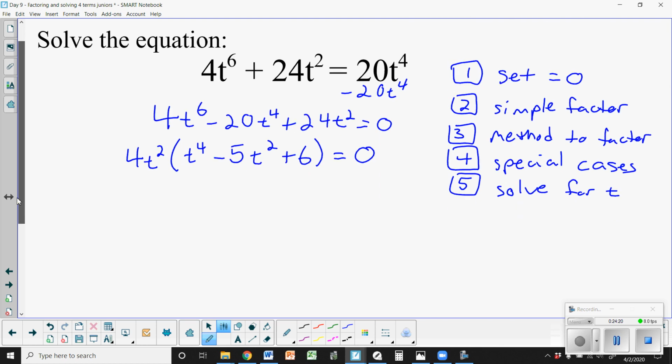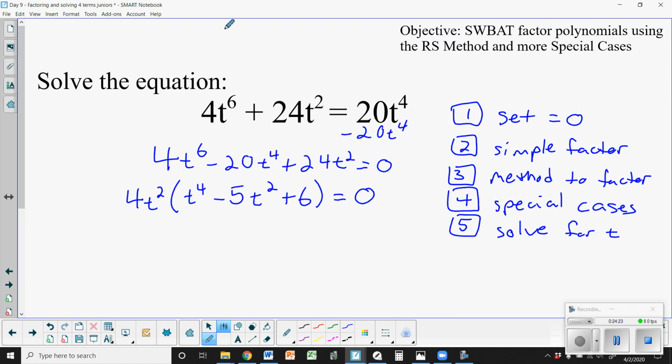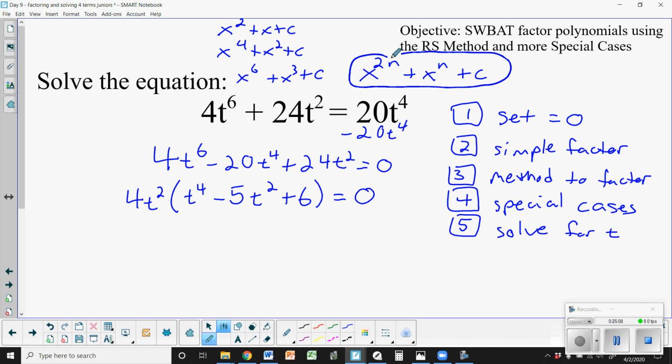All right. Is this in quadratic form? Remember, quadratic form looks like x squared plus x plus c. It looks like x to the 4th plus x squared plus c. And it also looks like x to the 6th plus x to the 3rd plus c. And if we just say that this is n, and we can write this for all equations, it's really x to the 2n plus x to the n plus c. So you put in any number here, and if it's 2 times that number here in this first term, then we can do quadratic, or then it's quadratic-like. So this would be a way if you're writing it for all possibilities.